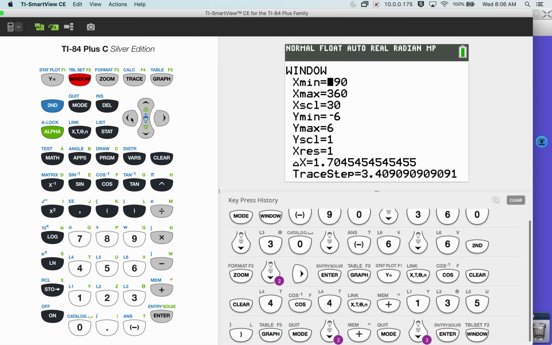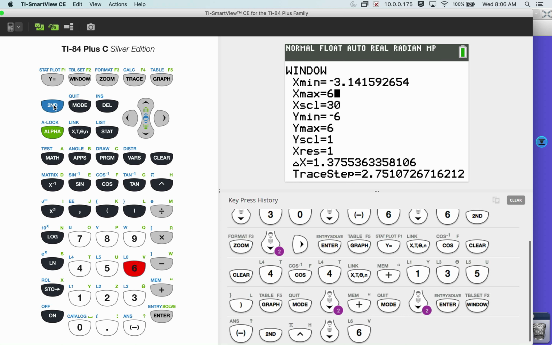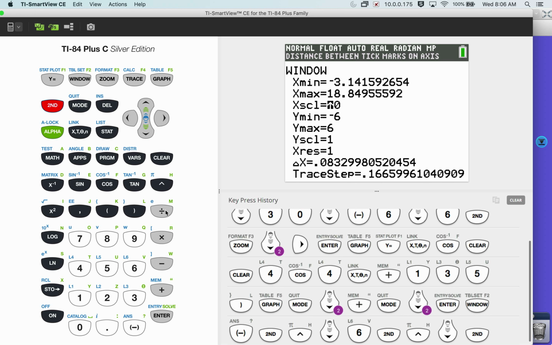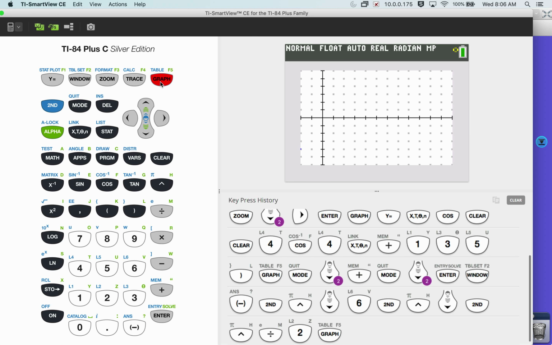Then I need to change my window. Instead of going with these -90, now it's going to interpret that as -90 radians, which would be huge. We just want to go from like -pi radians up to 6 pi radians. It's going to fill in the decimal, but we'll know that that's 6 pi. With units every pi over 2 radians, and the y scale is fine.